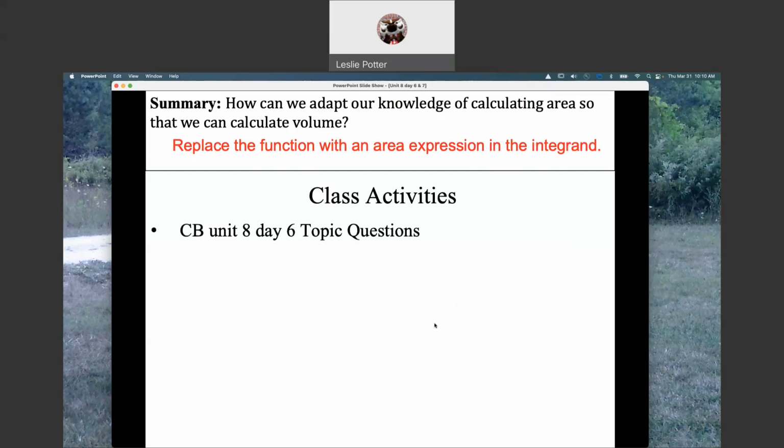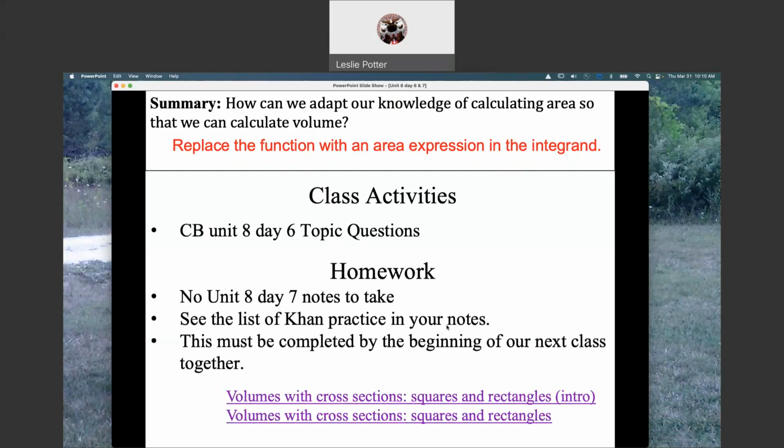Okay, so we've got topic questions. We've got notes to take. It's still going to be the same concept. It's just we're going to do different cross sections. I think it's triangles and semicircles or something like that. And so we can start making different shapes. If that was replaced by triangles, then we would not have this big boxy square thing. We'd have this thing with sloped sides.